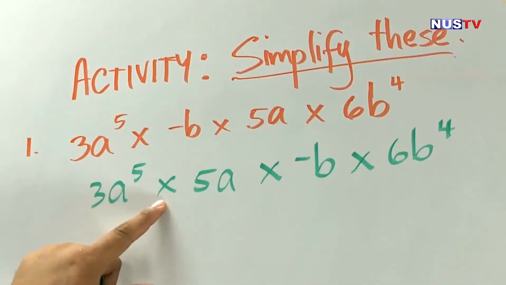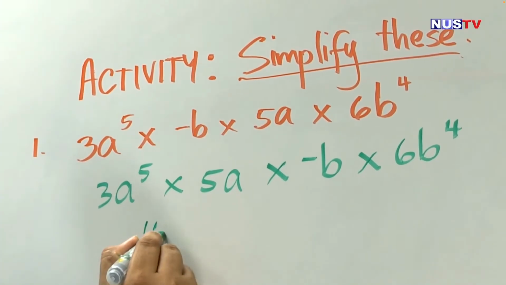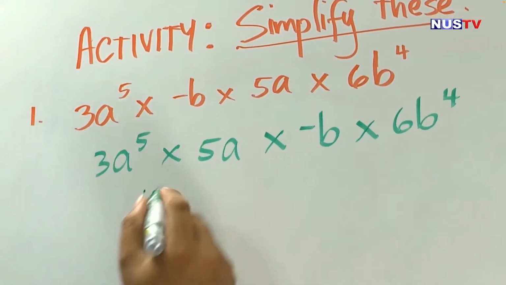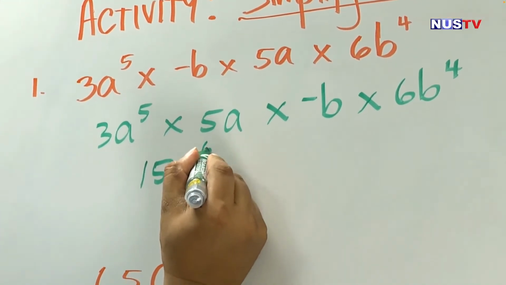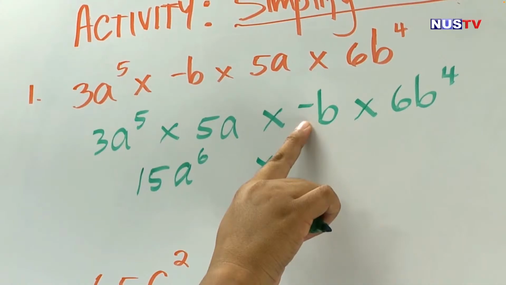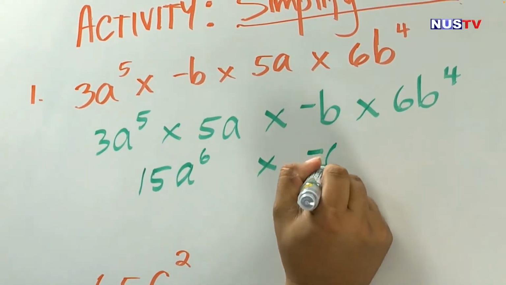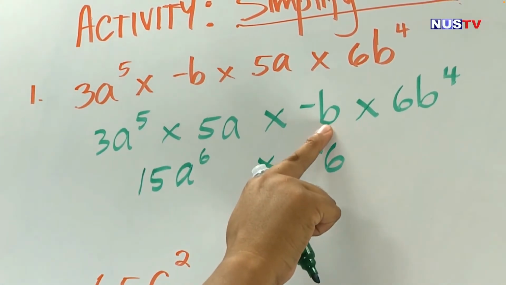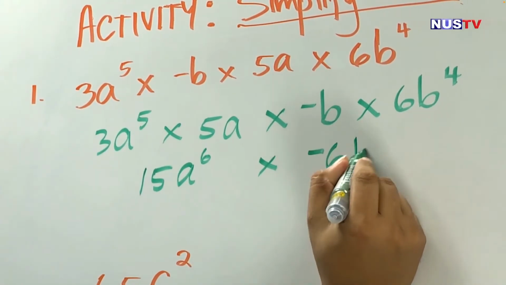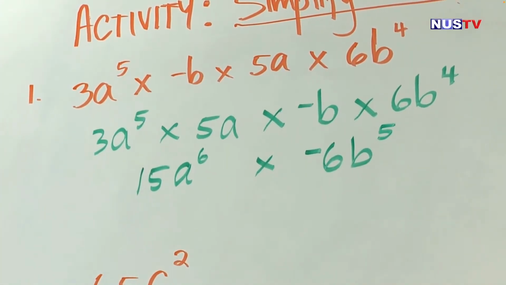So 3a to the power of 5 times 5a, we multiply 3 by 5 that will be equal to 15. And a to the power of 5 times a, which is a to the power of 1, the answer will be a to the power of 6. And then on this side, we have negative b, which is negative 1, multiplied by 6. Then we have our negative 6. And then b multiplied by b to the power of 4. So this is b to the power of 1 multiplied by b to the power of 4, equal to b to the power of 5.